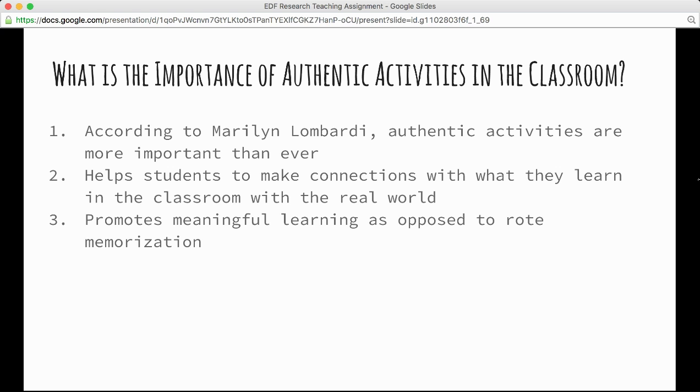So what's the importance of authentic activities and why is it important to have these in the classroom? Well, according to Marilyn Lombardi, authentic activities are more important than ever, and this is because in her stance called Authentic Learning for the 21st Century, she tells us that the half-life of information is getting shorter. So it's also important because it helps students to make connections with what they're learning in the classroom and what they go home and see on TV or in their real life. It also promotes meaningful learning as opposed to just rote memorization that a lot of schools do today.